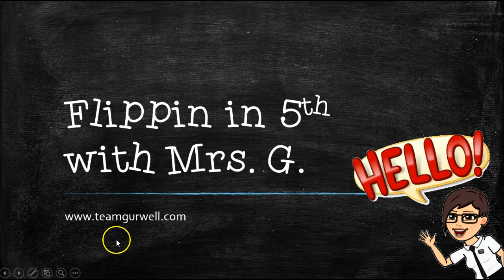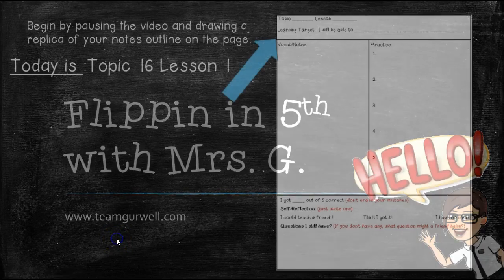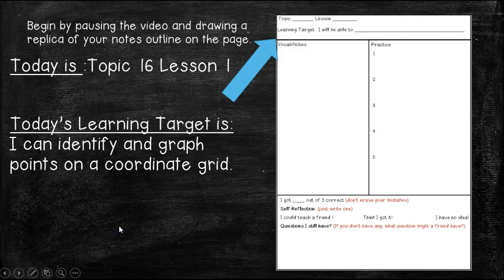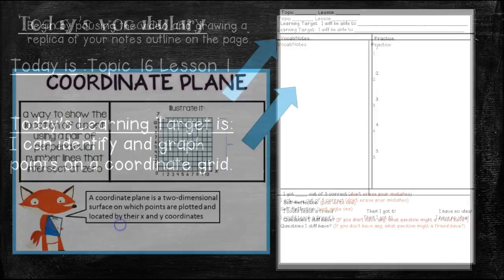We're going to continue looking at geometry for this topic, and to be more specific, we're going to be learning about the parts of a coordinate plane. Today's topic is topic 16, lesson 1, and today's learning target is I can identify and graph points on a coordinate grid. First things first, let's start with the vocabulary words.